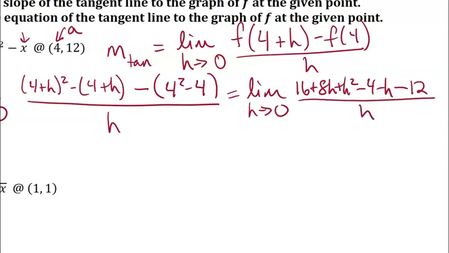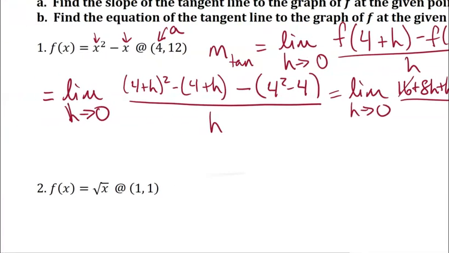At this point, when we simplify everything, anything that does not have an h attached to it should cancel out. If it doesn't, then you need to back up because you did something wrong with your algebra. Once again, every term left over should have an h. And if I look, I have 16 minus 4 minus 12, that is 0, which means my constants did cancel out. So I'm left with 8h minus h, so 7h plus h squared all over h.